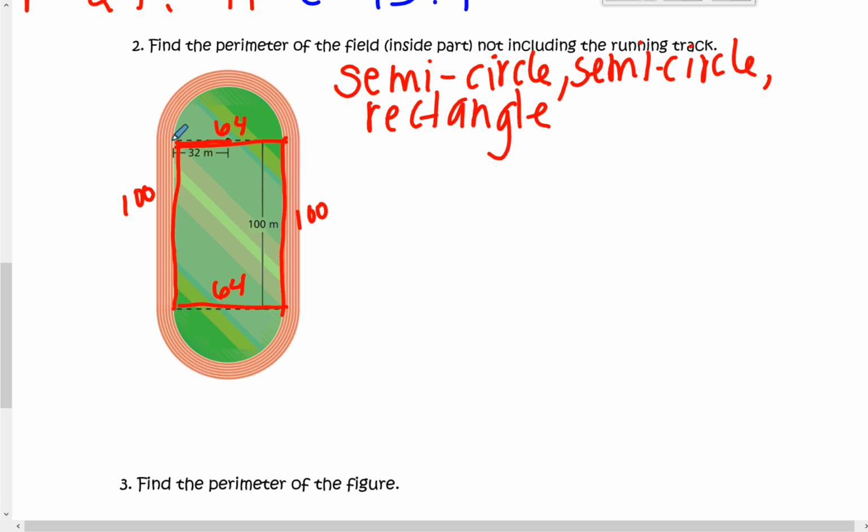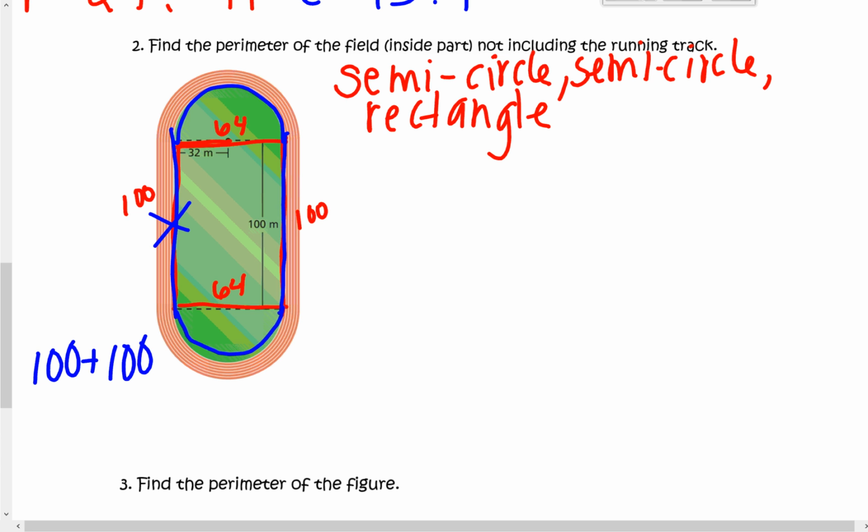Then also for our perimeter, we have that semicircle piece and this semicircle piece. So our perimeter is going to be everything in blue. Notice how we're not adding in these pieces because they're not the outside of the figure. So right away I know I have 100 plus 100, and I have these two sides already done. And then I'm going to look at these two semicircles. What do I notice? They're the exact same. So we can do this once and not divide by 2, or we can do it twice and just add them together. It's up to you, and you'll see what I mean when we're doing the work.